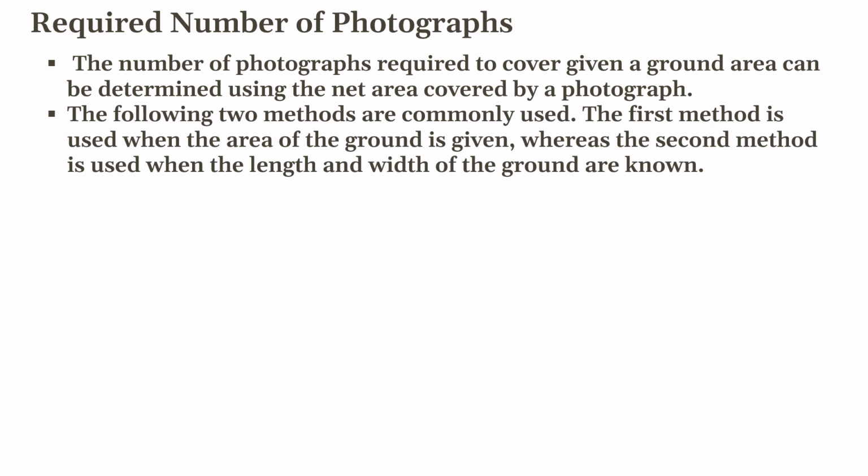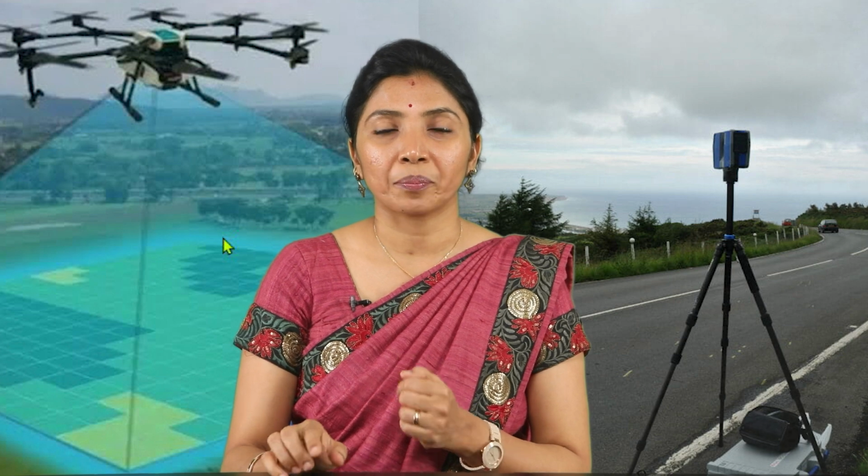To figure out how many photographs you need to cover a given ground area, you can use the net area that each photograph covers. There are two common methods for this. First is using the ground area. If you know the total area of the ground, you can calculate the number of photographs based on this total area. Next is using length and width. If you know the length and width of the ground, you can determine the number of photographs needed by considering these dimensions. Let us look into this quite closely.